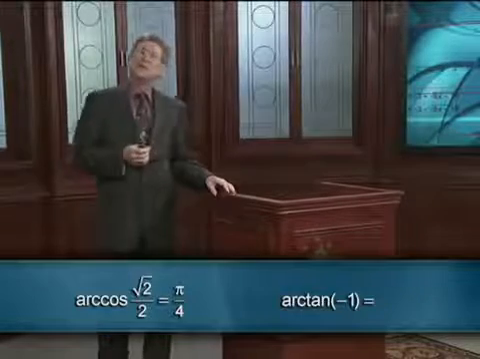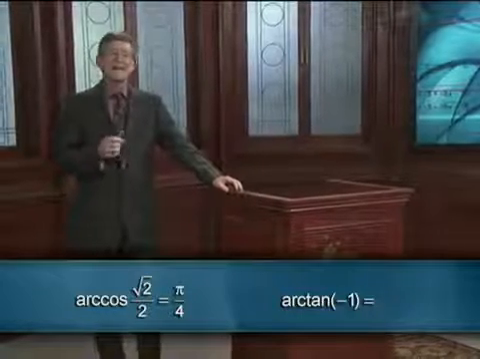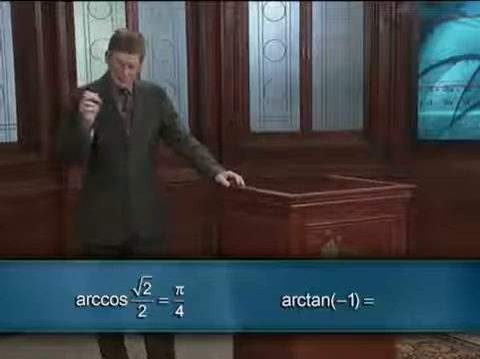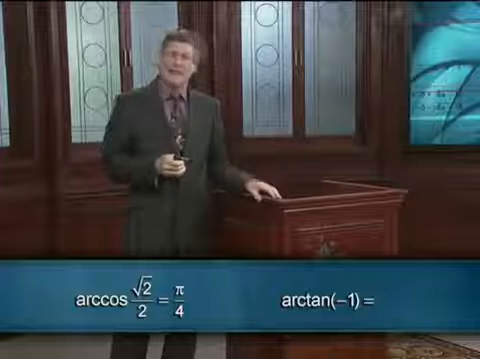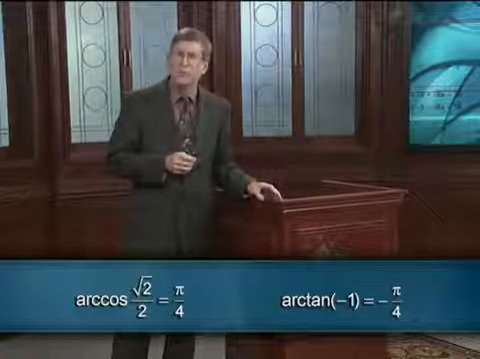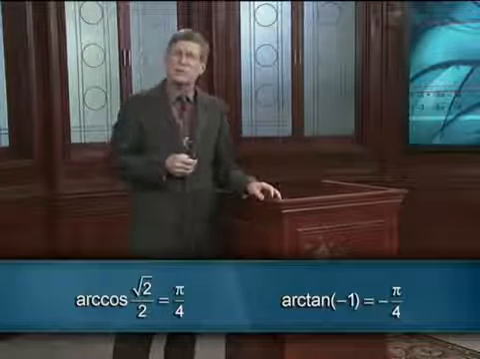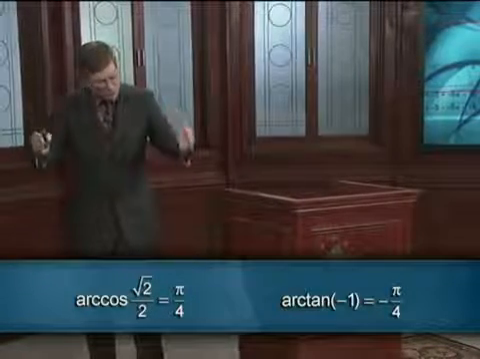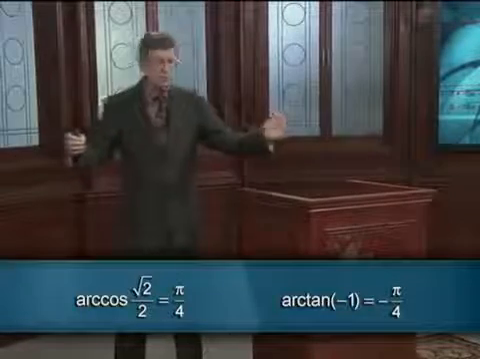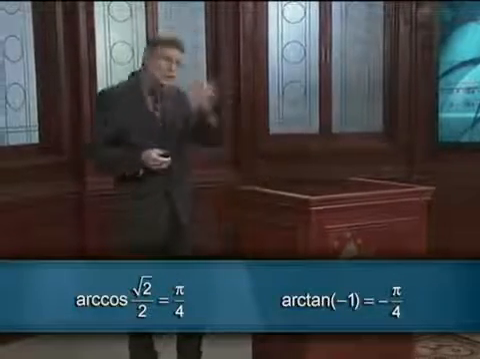How about arctangent of minus 1? Okay, I need some angle whose tangent is minus 1, and it's in the proper interval. And the answer is minus pi over 4, because tangent of minus pi over 4 is minus 1, and minus pi over 4 is in that restricted interval, minus pi over 2 to pi over 2. You can check this on your calculator, and you'll get those answers. And you can also check it on the graphs. If you look at the pictures, you'll see that these answers make sense.